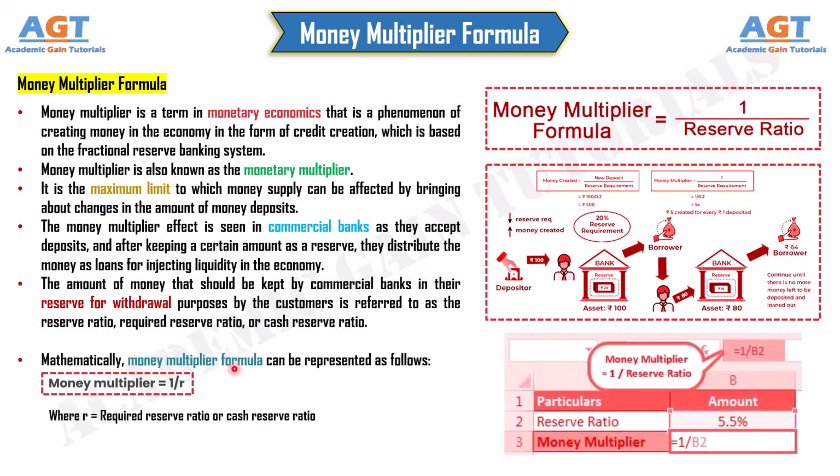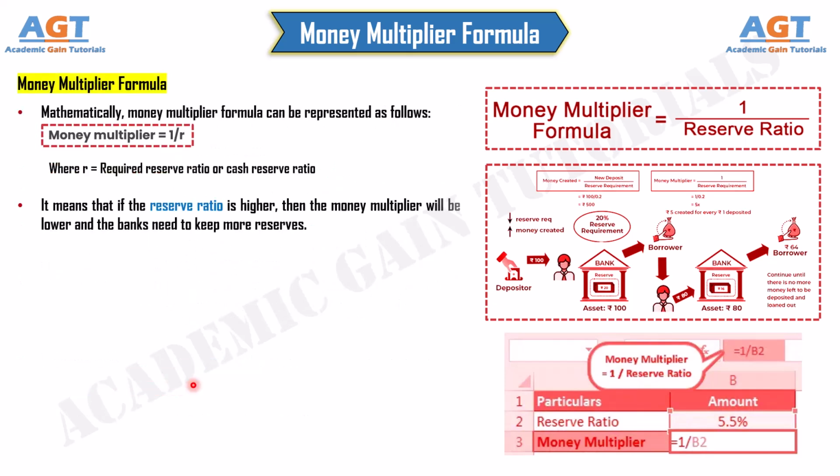Mathematically, the money multiplier formula can be represented as money multiplier equals 1 divided by R, where R represents the required reserve ratio or cash reserve ratio. It means that if the reserve ratio is higher, then the money multiplier will be lower and the banks need to keep more reserves. As a result, they will not be able to lend more money to individuals and businesses.